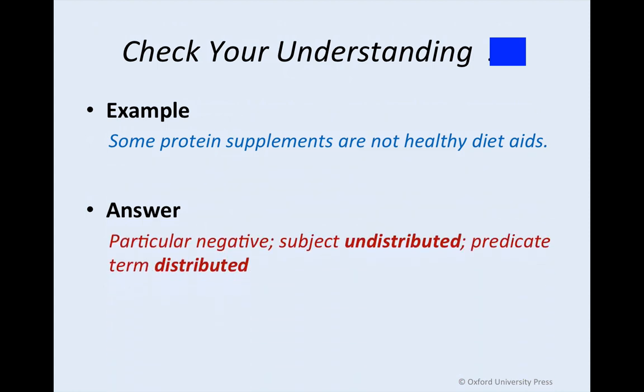We've got particular negative. The subject is undistributed. The predicate term is distributed. What is the particular negative? Remember, that's the O class.